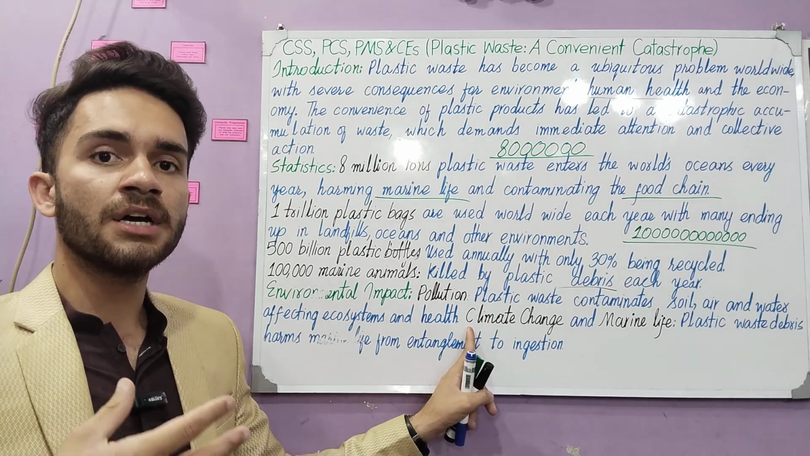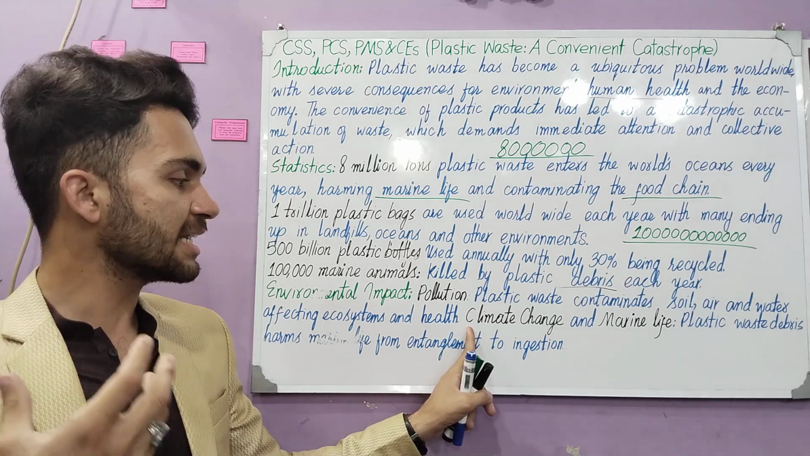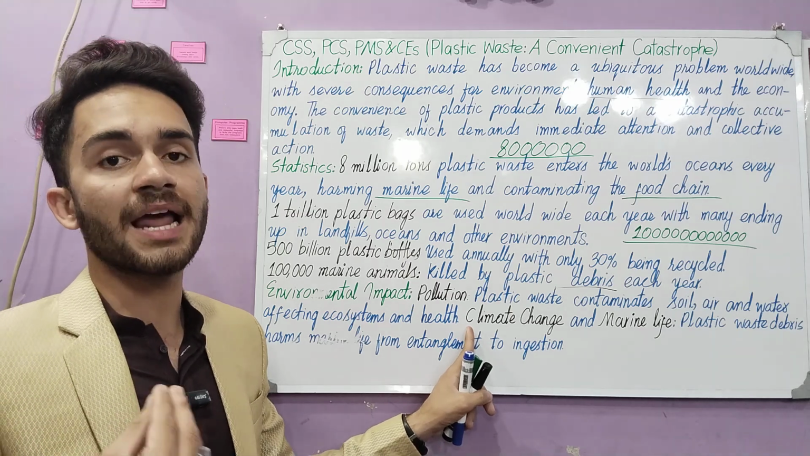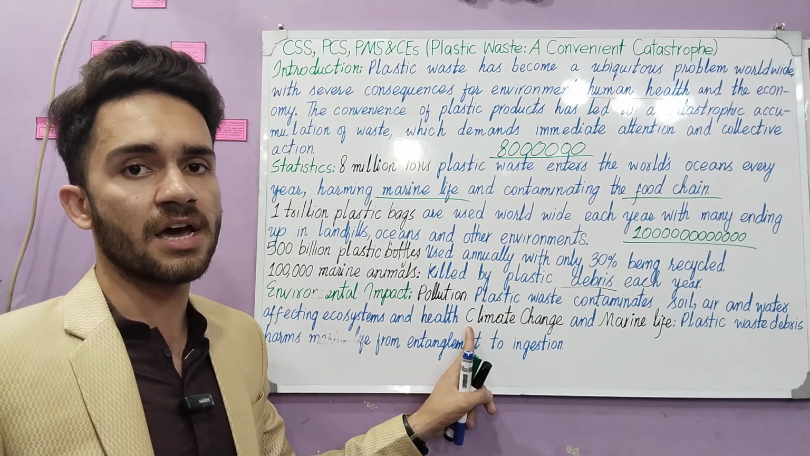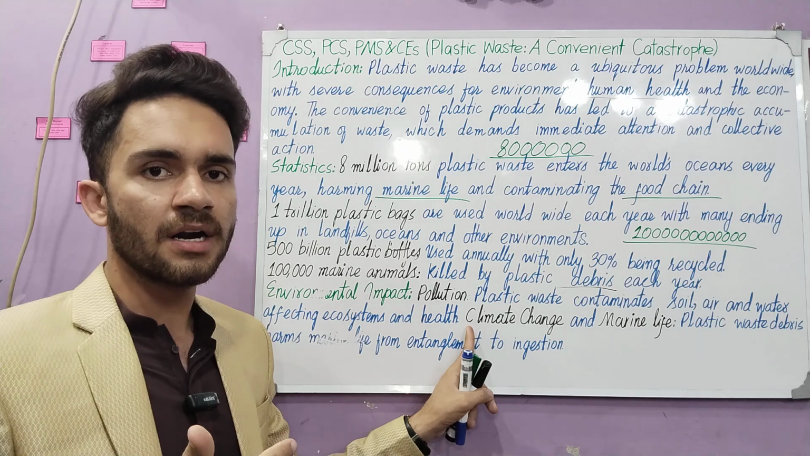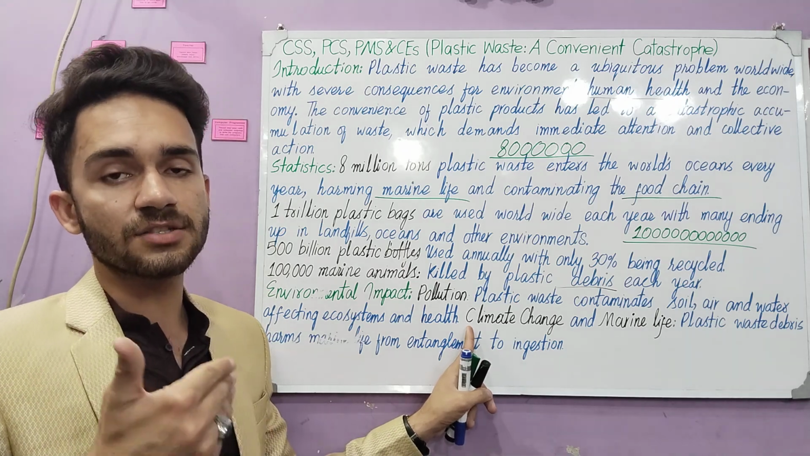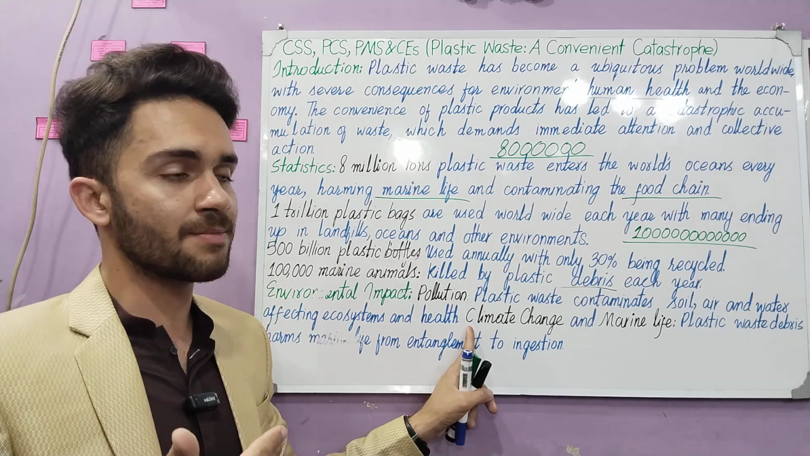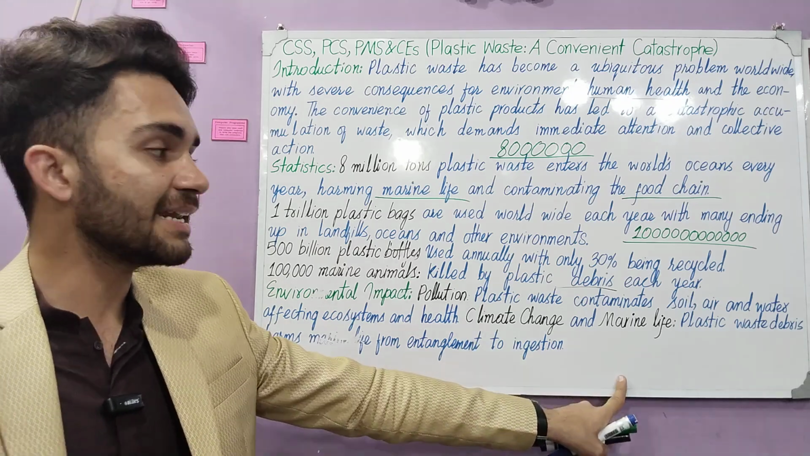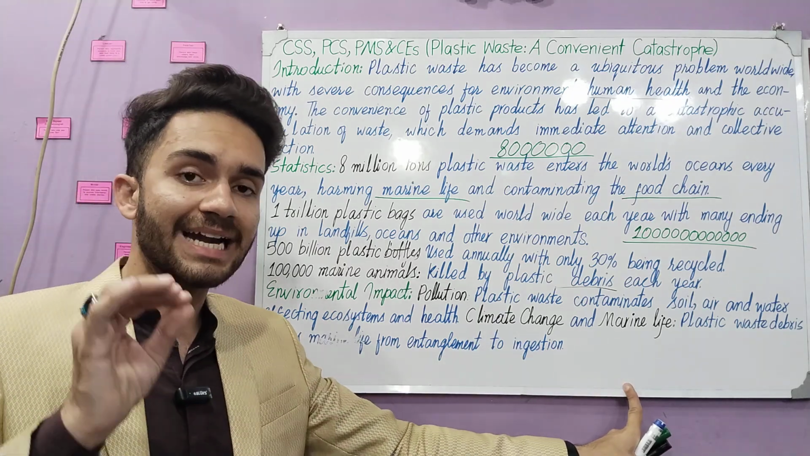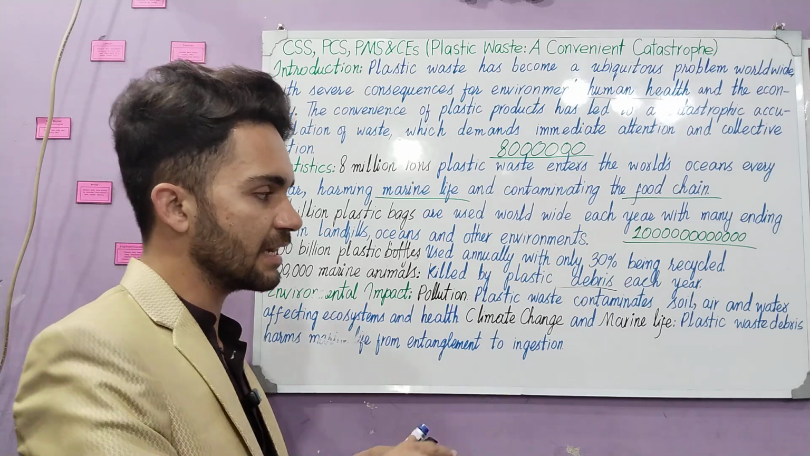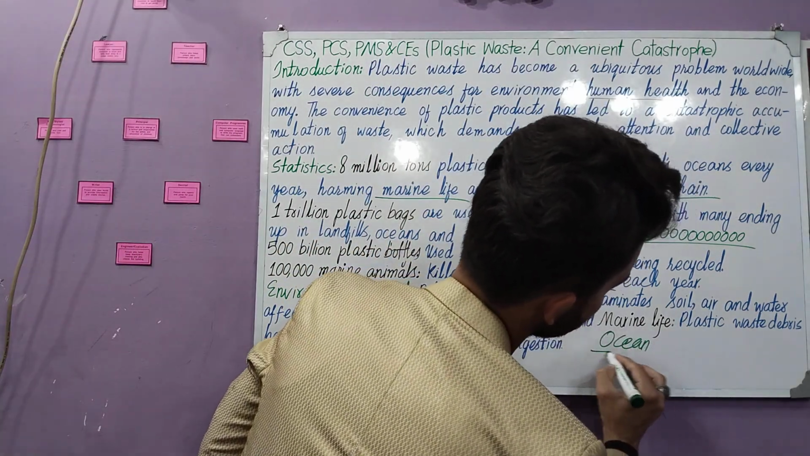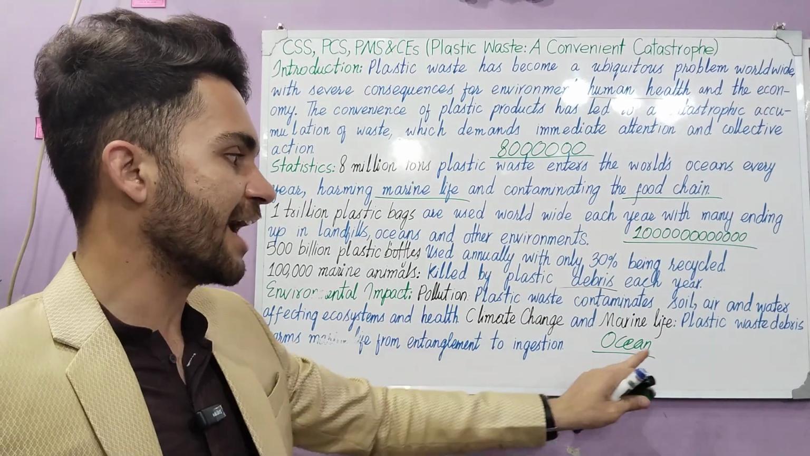Climate change is increasing day by day. The plastic is attracting more sunlight. The plastic is doing a lot of harm to the climate, and therefore climate change is increasing every year. We see that there are warmer winters, colder summers. The temperature is getting more and more extreme. And marine life, as we discussed already, is getting affected very much. What is marine life? Once again, the life in the ocean. Whatever animals live in the ocean, that is called marine life.